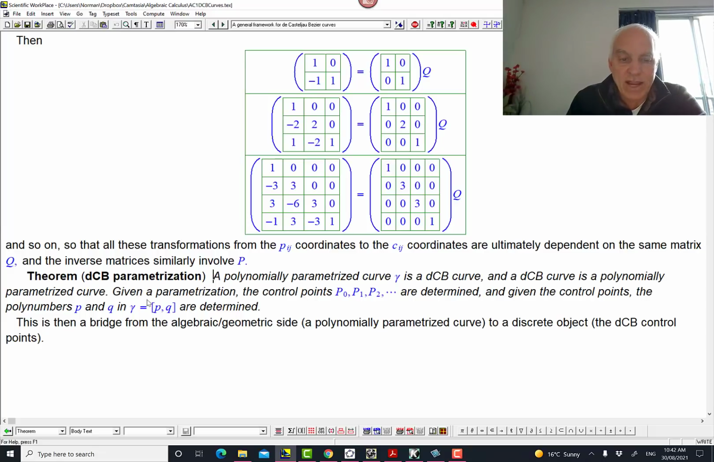So another way of saying this is that given a parameterization, the control points P0, P1, and P2 are determined. And given the control points, the polynumbers P and Q that define the curve are determined. In fact, what I've shown you is an exact linear algebra prescription for going from one of these things to the other. So this is the bridge from the algebraic geometric side, namely a polynomially parameterized curve, to a discrete object, which is really the DCB control points.